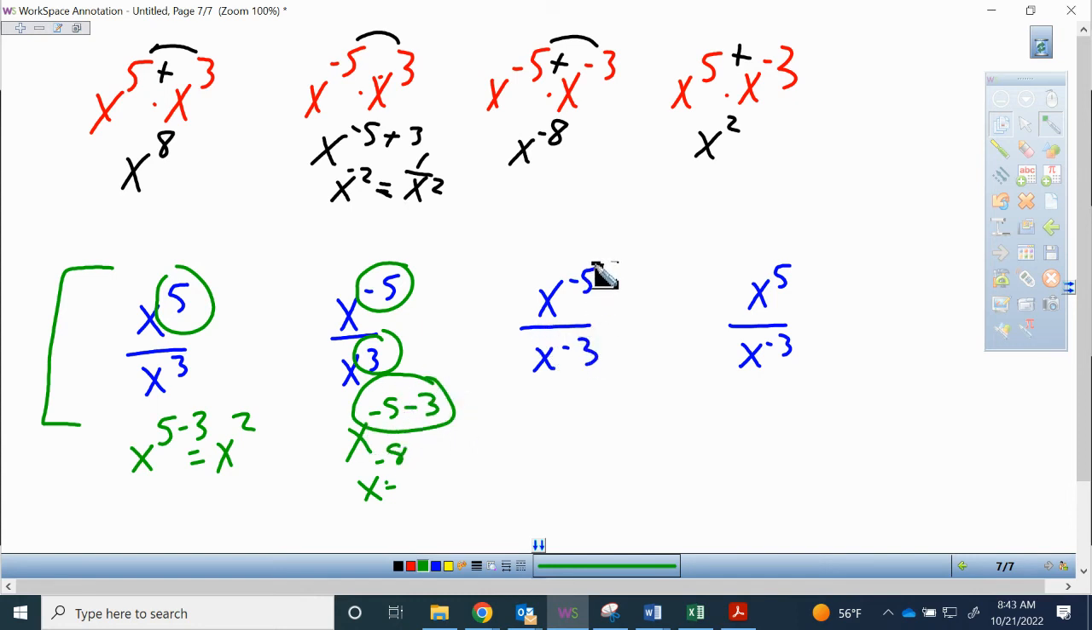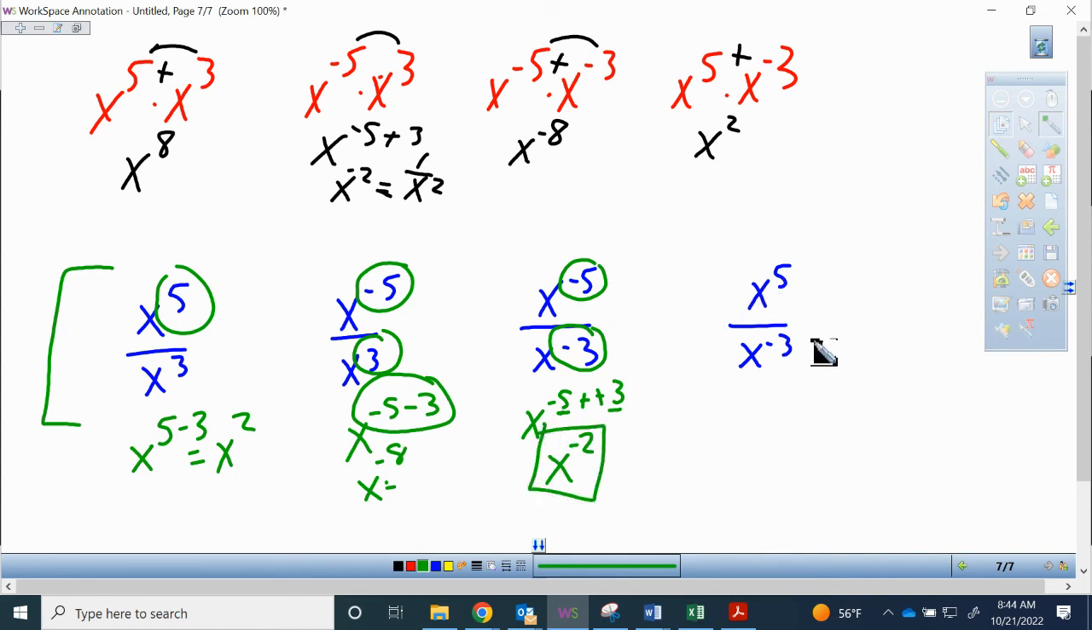Now, a lot of students have trouble here because you're subtracting, but you're actually subtracting a negative, right? So I have x to the negative fifth minus a negative 3. If I take away a negative, it becomes a positive, and now I have to follow the integer rules. Well, the integer rules tell me if the signs are different, I subtract 5 minus 3, and I keep the sign of the larger digit. So it is a negative 2.